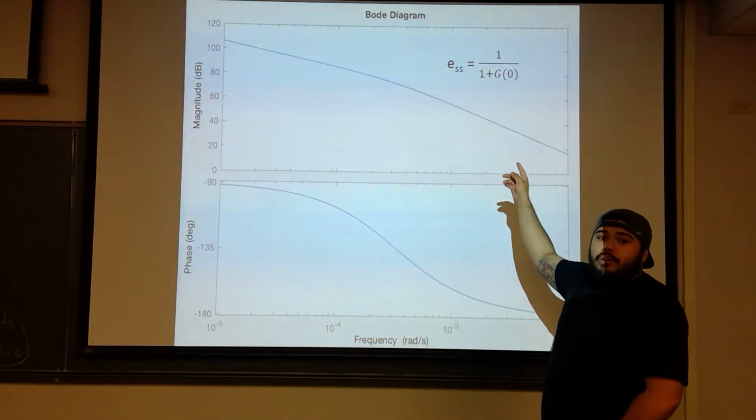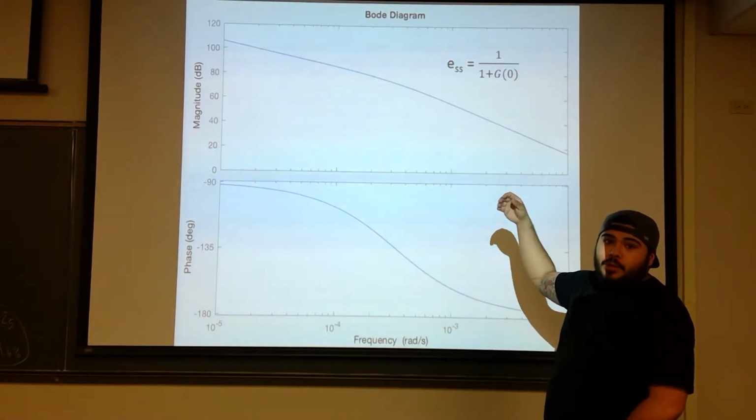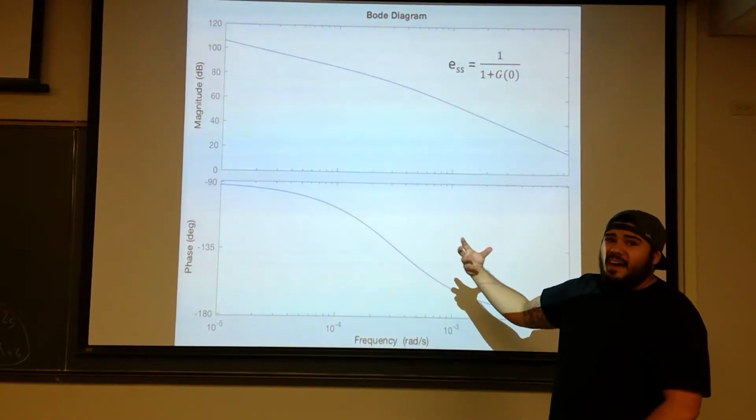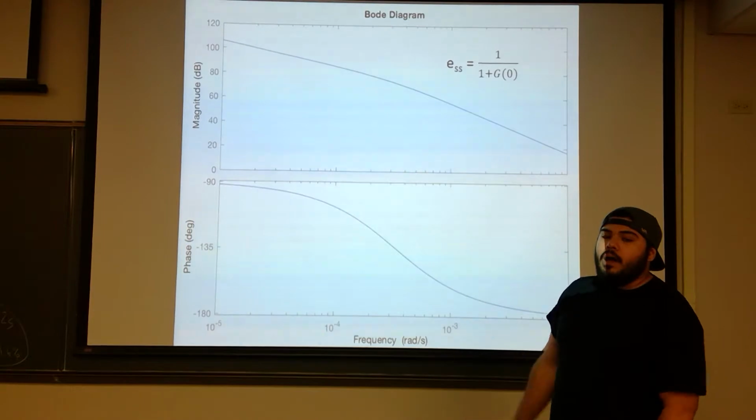Now, if we look at our steady state error equation, it's going to be 1 over 1 plus the magnitude value at a frequency of 0. And as we just talked about, that value is going to be infinity. 1 over infinity gives us 0 steady state error.